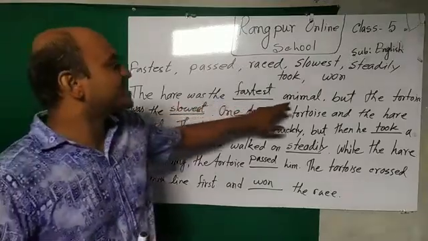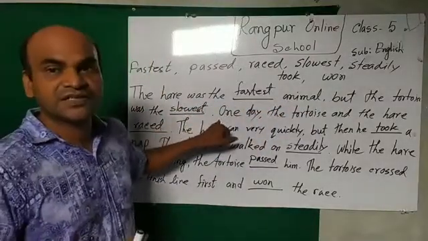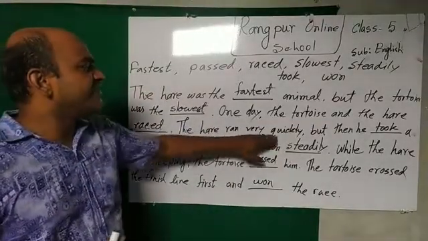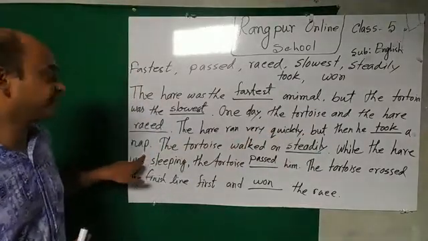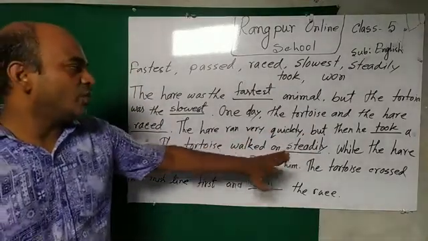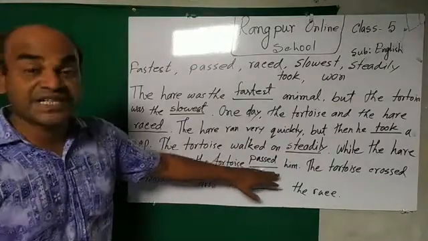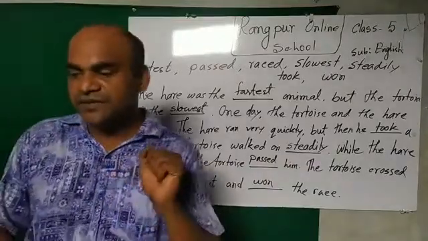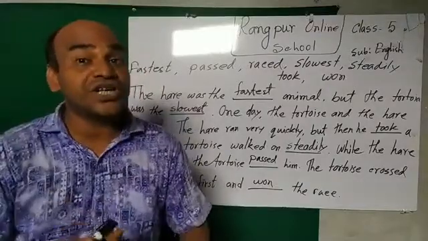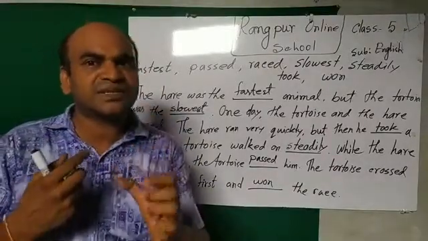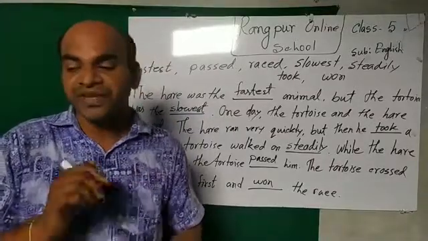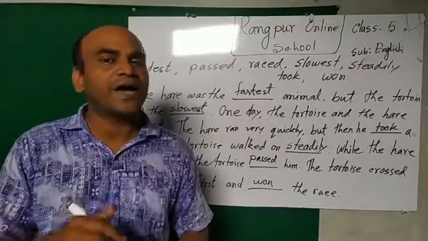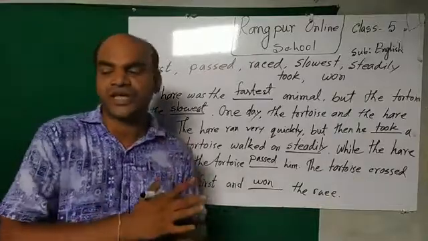The hare was the fastest animal, but the tortoise was the slowest. One day the tortoise and the hare raced. The hare ran very quickly, but then he took a nap. The tortoise walked on steadily. While the hare was sleeping, the tortoise passed him. The tortoise crossed the finish line fast and won the race. This is the summary of the story, a short description. You can find the full story of the hare and the tortoise.